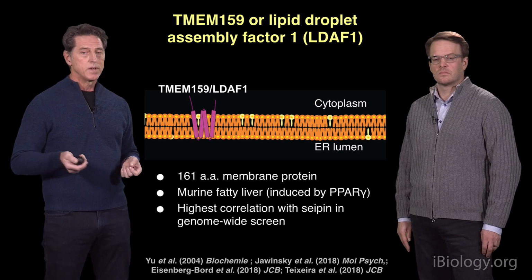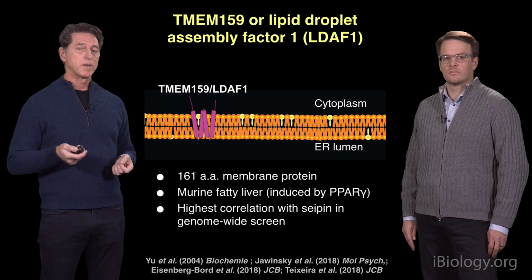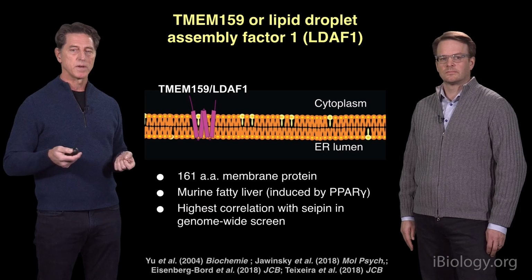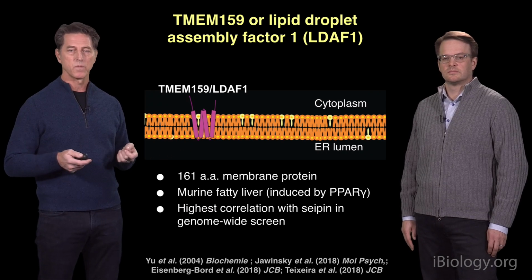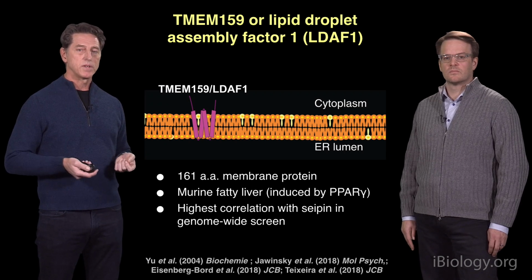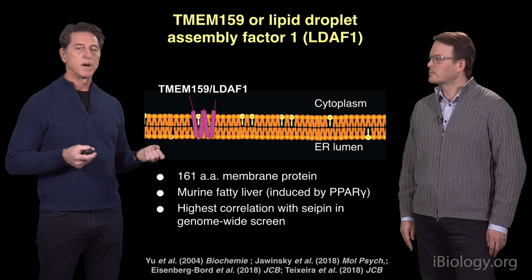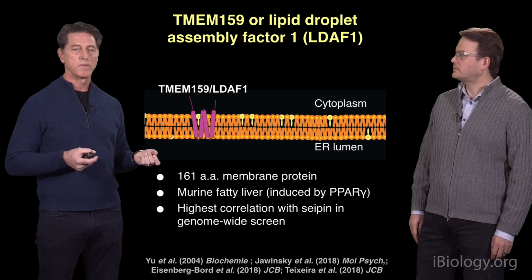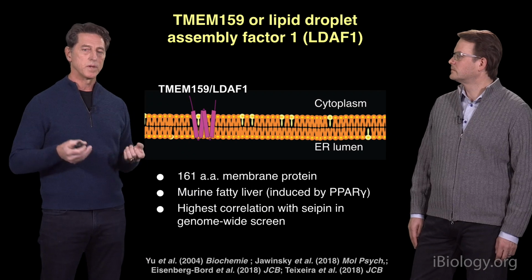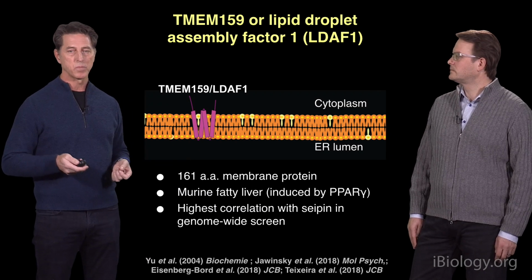The gene and protein were originally identified in murine fatty liver that had been induced by PPAR gamma in a knockout model where there was fatty liver. And one of the things that caught our attention when we did this pull-down is that the knockdown of TMEM159, or LDAF1, also was highly correlated with Seipin in the genome-wide screen that I showed you previously.